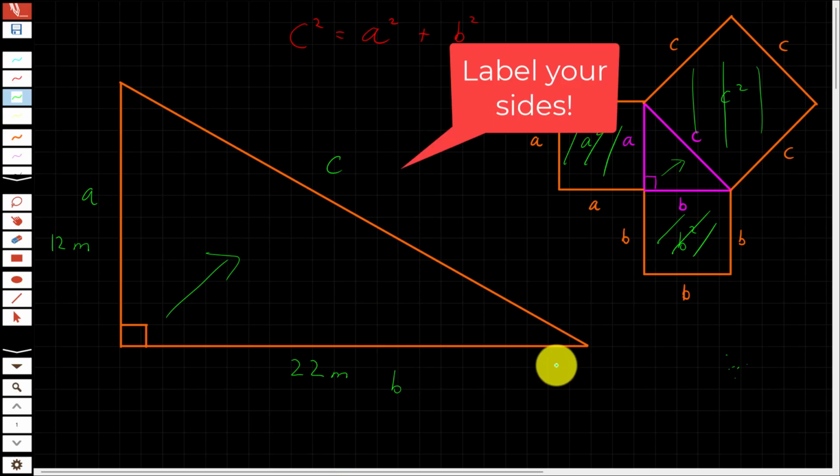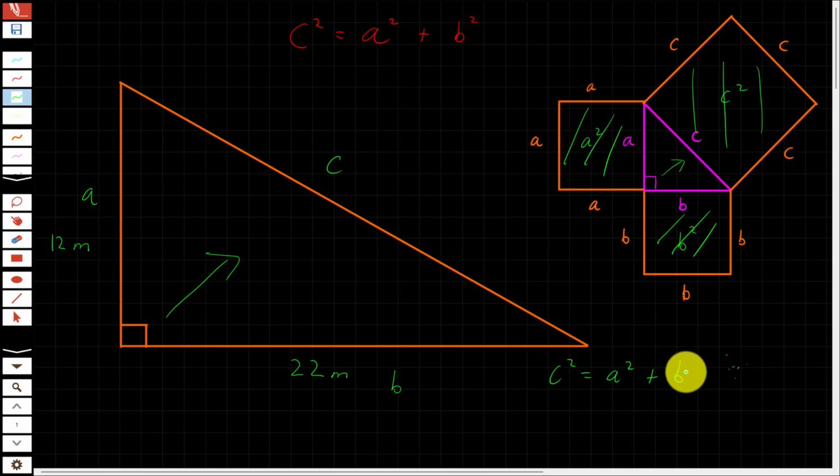So let's write down our formula. C squared equals A squared plus B squared. And let's plug the numbers in. So C squared equals 12 squared plus 22 squared. Now we need to know C, the length of that hypotenuse, but C squared is the area. So to get rid of that square we need to do the opposite, which is the square root.